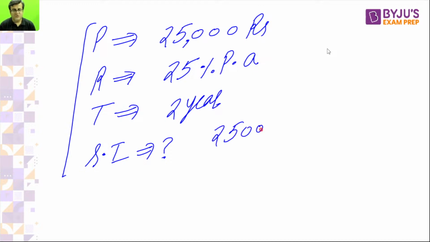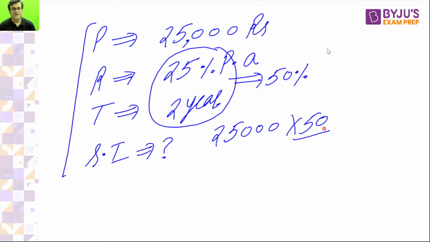25,000 is the principal, 25% is the rate, 2 years is the time. So beta, 50% is the interest. So you can calculate 50% of this. 2 zeros cancel out. So 25 twos are 50, 125 with zeros. 12,500 is the total interest.